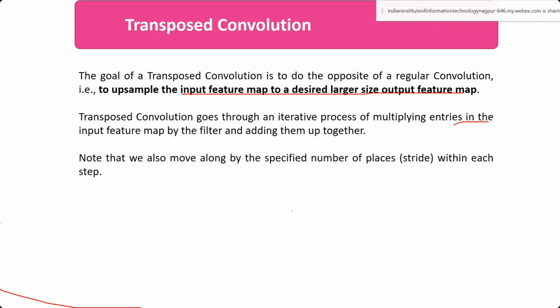Previously, we were taking the kernel and placing it over the input image. Now we are taking individual values of the input and expanding each value over the kernel. First value, put it over the kernel. Second value, put it over the kernel. So we are expanding, and this is why it is called upsampling. So transpose convolution goes through an iterative process, multiplying entries in the input feature map by the filter and adding them up together.